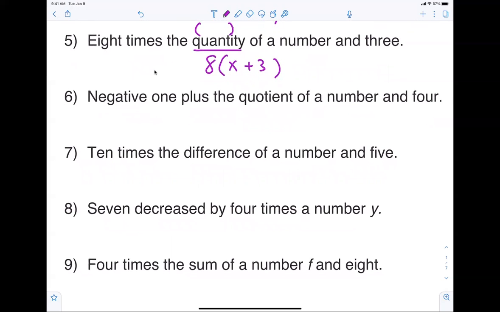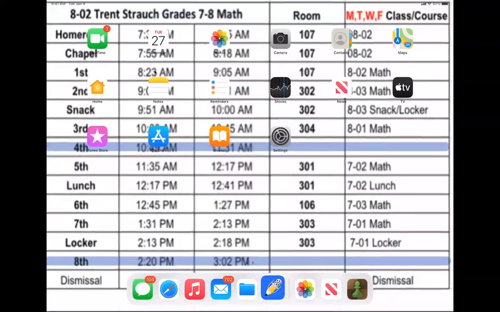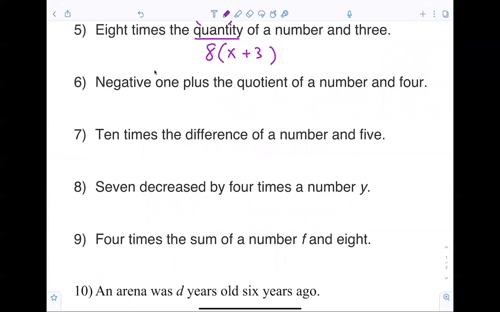All right, where are we at? Ashley. So what is that, kiddo? Oh, hold on. Say it again. -1. I didn't hear you. Plus x over 4. Perfect. Perfect. Perfect. All right. Everybody's now understanding quotient.